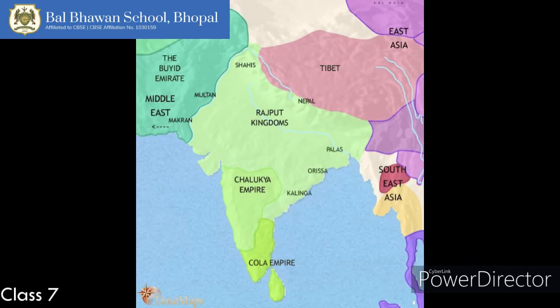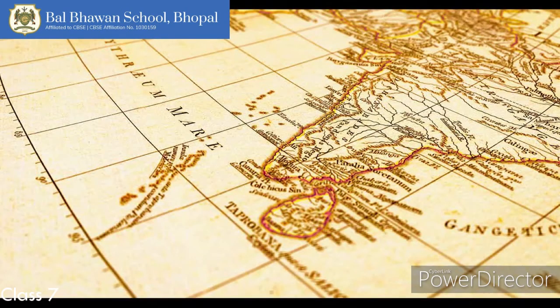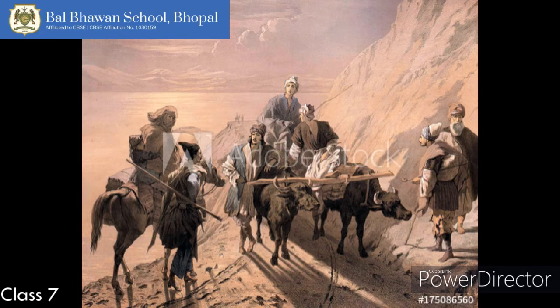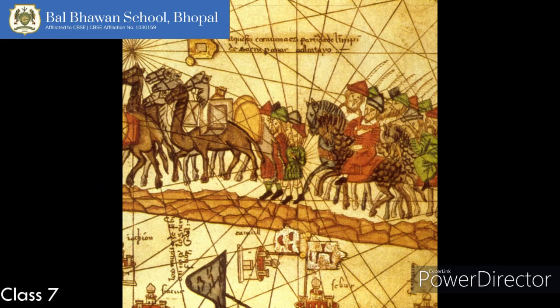The towns on the west coast were home to Arab, Persian, Chinese, Jewish, and Syrian Christian traders. At the same time, Kabul in Afghanistan became politically and commercially important from the 16th century onwards. The trade in horses was primarily carried out here.